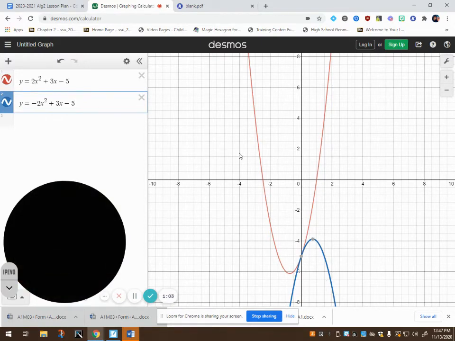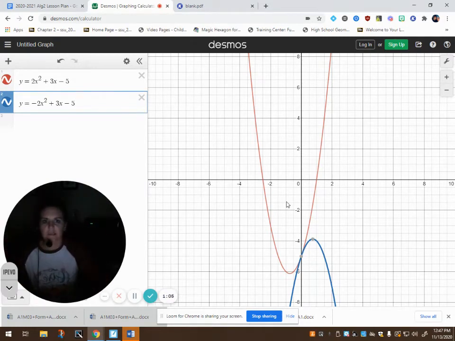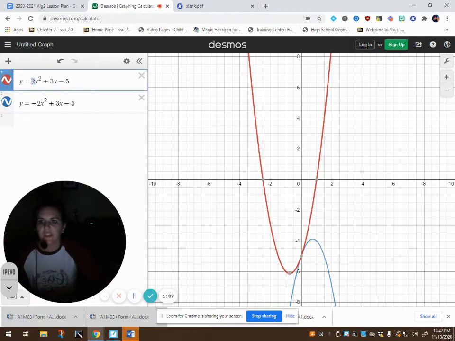And I think the way that I correlate this in my mind is that this A value tells me if it's going to be positive. See how this is a positive A value? It opens upward. And when it's a negative value, it opens downward.